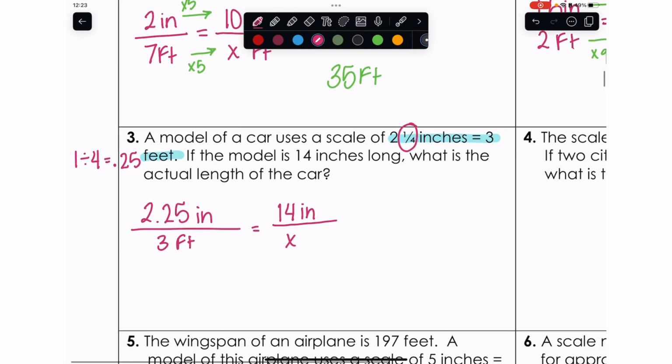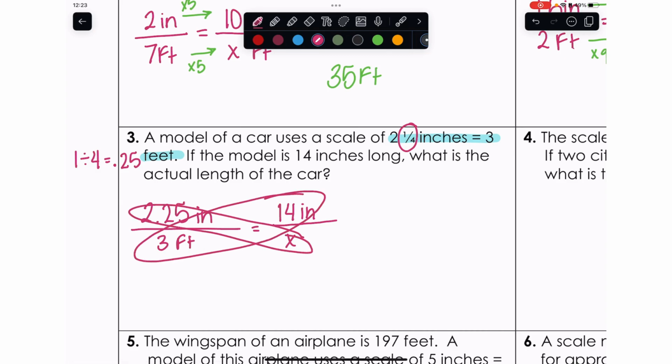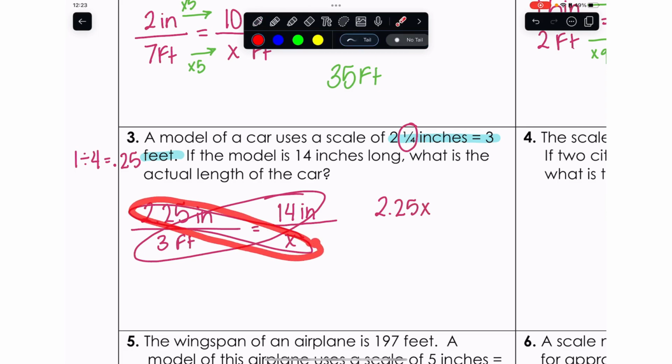And then here I would cross multiply. I feel like I don't know what 2.25 times to get me 14. I don't know that. So I would cross multiply. So we have 2.25 times X. That's what's in this circle right here. And then I also have 3 times 14, which that gives me, when we type that in, 42.